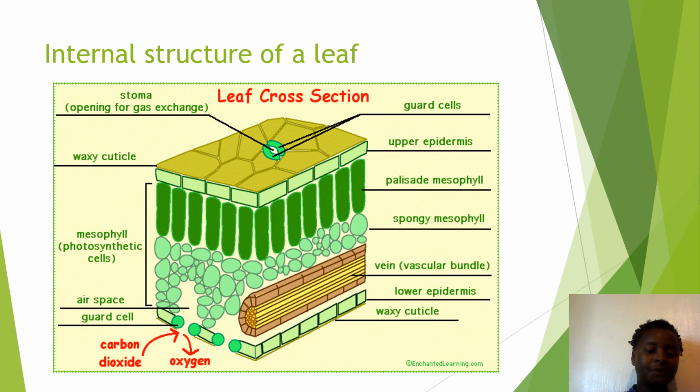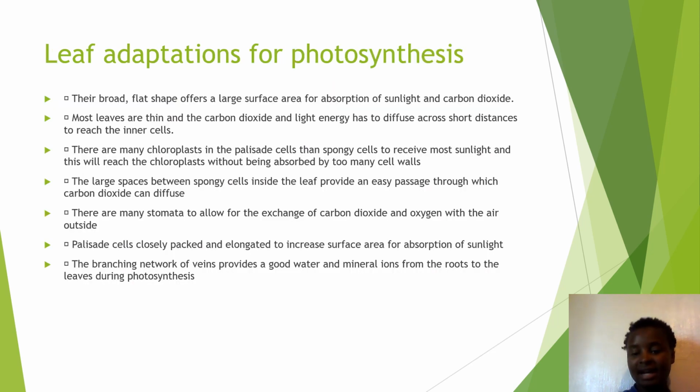And then now, there's this question that they like so much. They ask you the leaf adaptations for photosynthesis. What makes leaves the best for photosynthesis? Why not the roots? Why not the other parts? Why the leaves, right? So firstly, the leaves are broad, number one. They are flat shaped. So this offers quite a large surface area for the absorption of sunlight and carbon dioxide, which are very important for photosynthesis to take place, right? And then another thing, most leaves are thin.